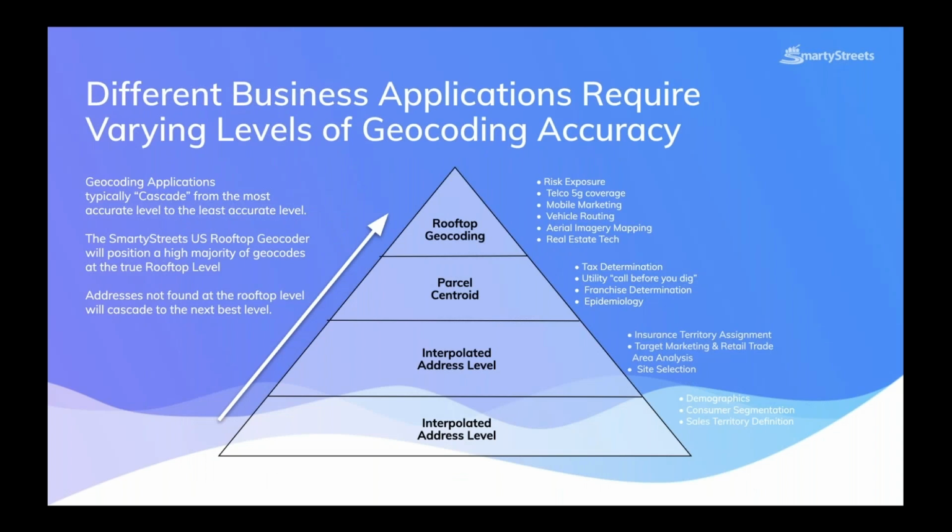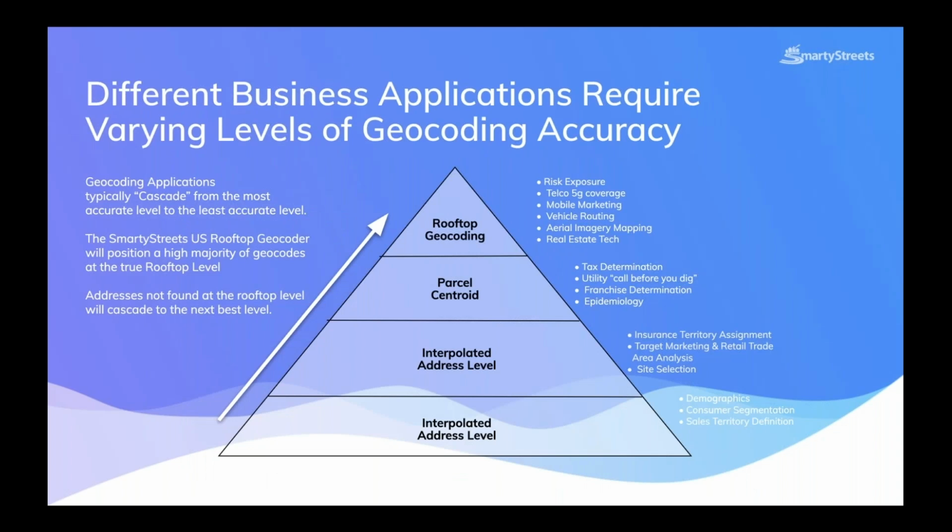And with that, I've just got a chart here that I've used for some time, which explains the different accuracy levels of different types of geocoding and what types of decisions would be dependent on that. So for example, with rooftop geocoding, things like risk exposure or 5G coverage in telecommunications, mobile marketing apps, what they used to call location-based services, routing applications, mapping to aerial imagery or real estate technology. These are all applications that really benefit a lot from rooftop geocoding.